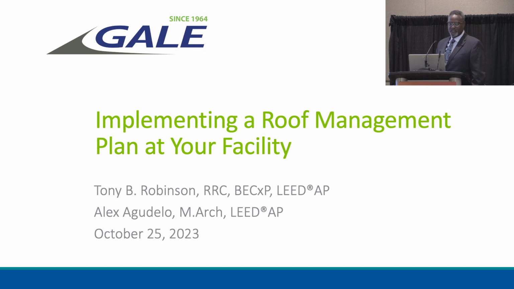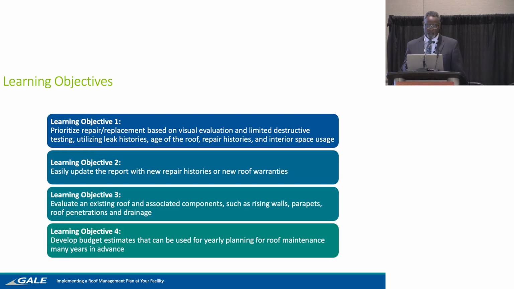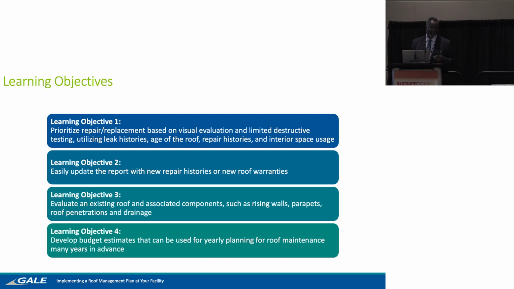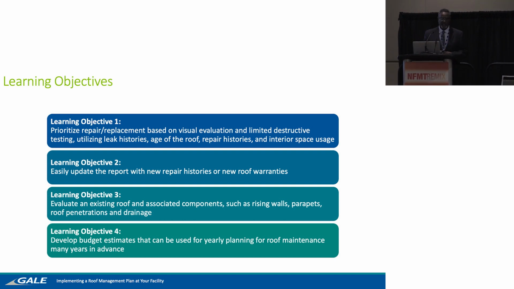In this presentation, we have 4 learning objectives we want to try to achieve here this morning. Number 1 is we're going to go over prioritizing repair versus replacement, which level that should be, how to prioritize that, based on visual evaluations, limited destructive testing, any type of leak testing, the age of the roof, your repair histories, and the usage of the interior space.